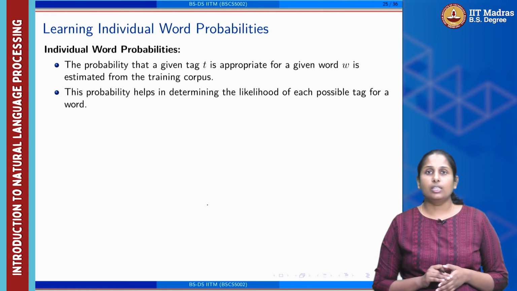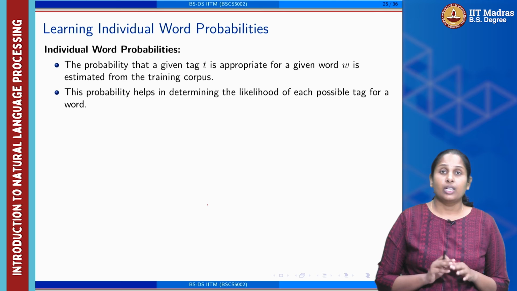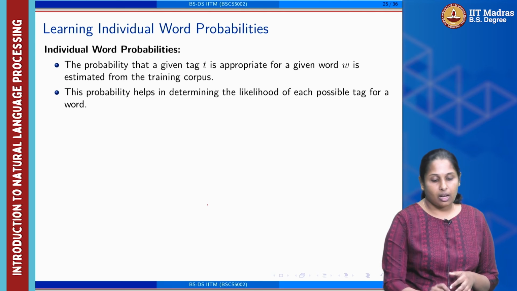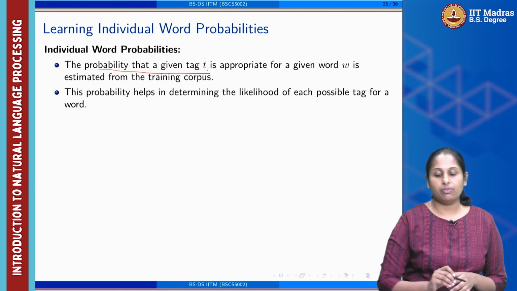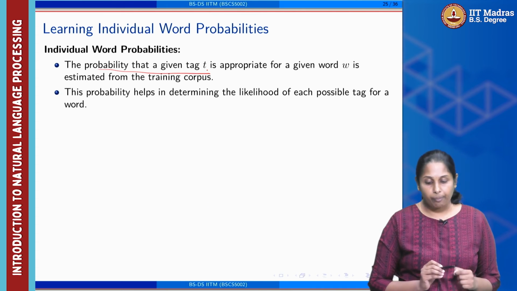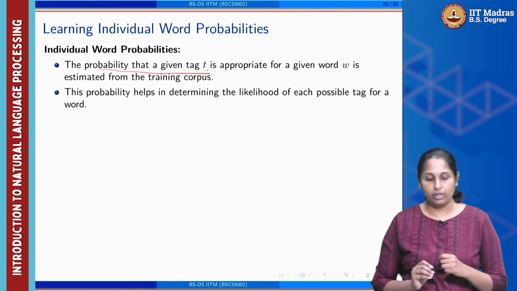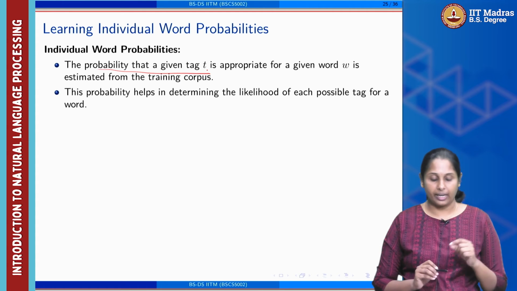So now, how to learn the individual word probability? Individual word probabilities are nothing but the probability that a given tag, that is T, is appropriate for the given word W, estimated through the training corpus.